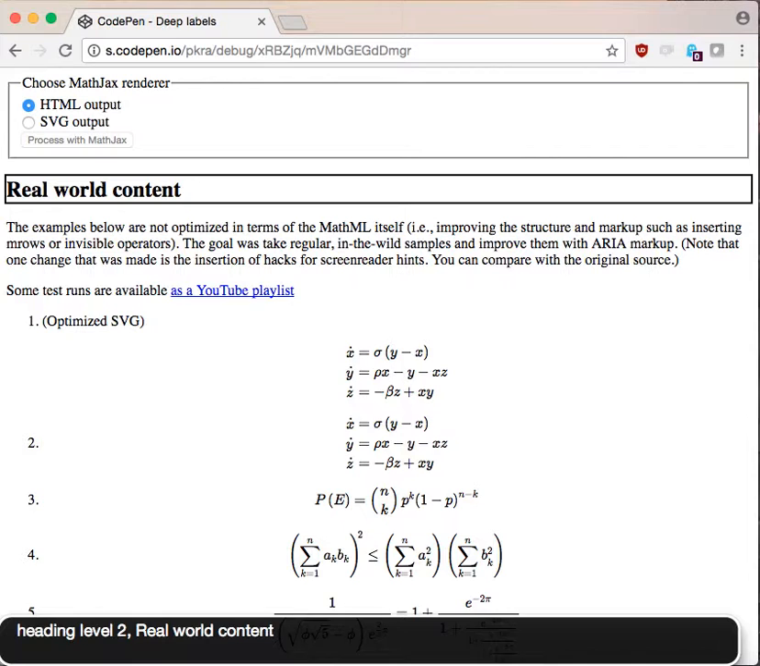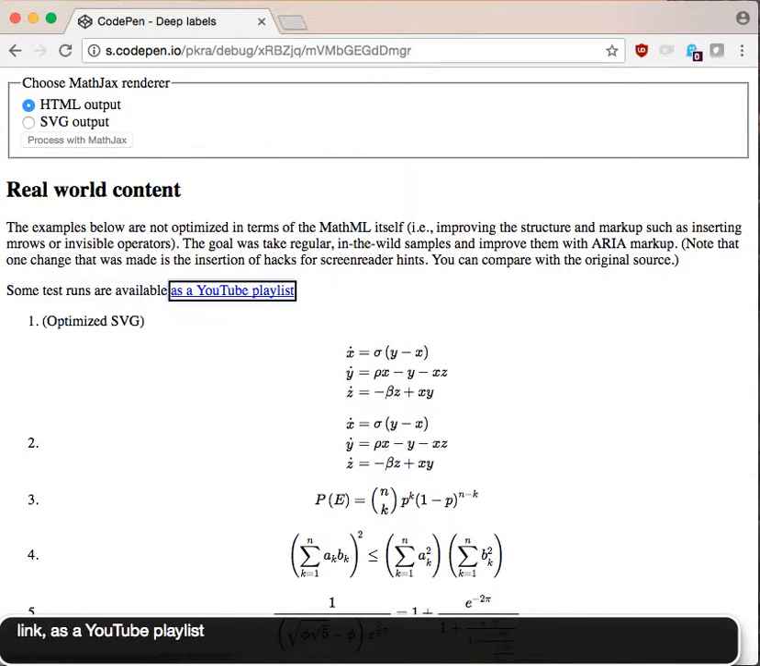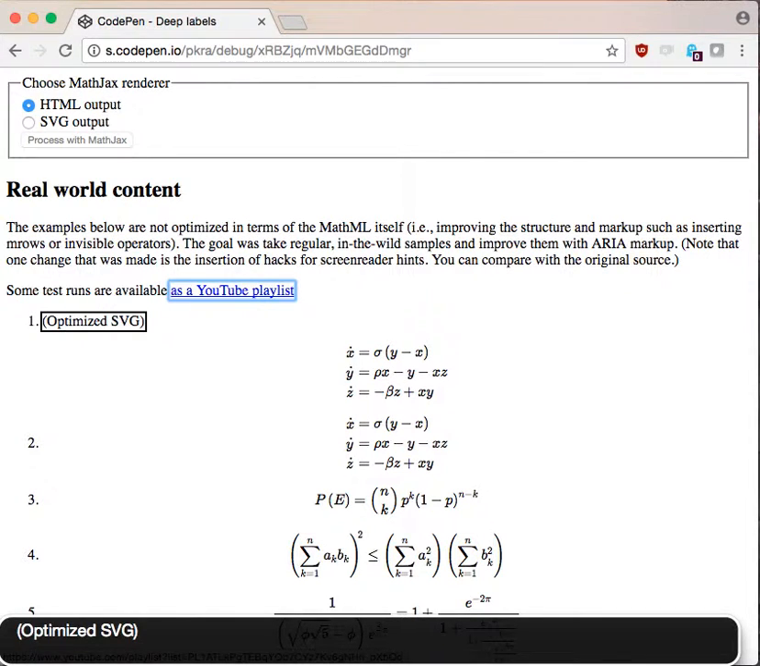Heading level 2, real world. You are currently on heading level 2, inside of HTML. Some test runs are available. Link, as a YouTube. List, 9 items. 1 bullet, optimized SVG: derivative of X, group with 2 items, is equal to sigma times (Y minus X). Derivative of Y, group with 2 items, is equal to rho X minus Y minus X Z.